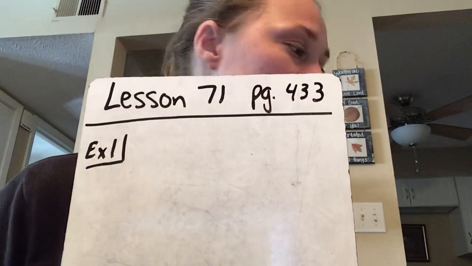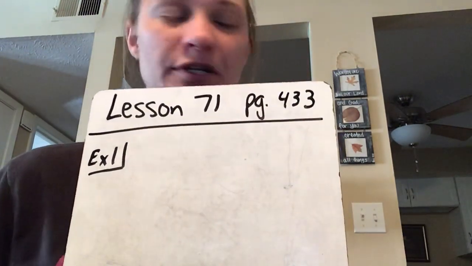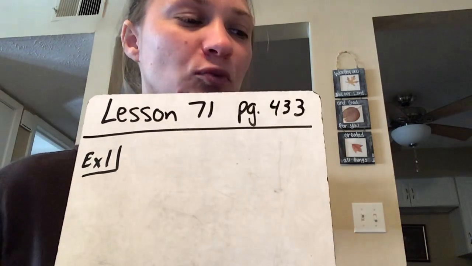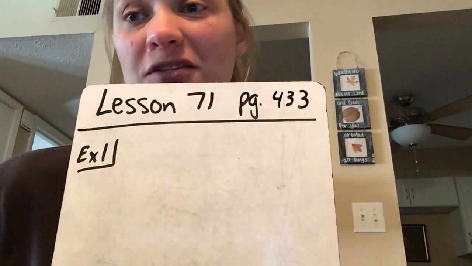So I've got lesson 71 here. It's on page 433. Finding the whole group when a fraction is known. Okay, that's what the title is.